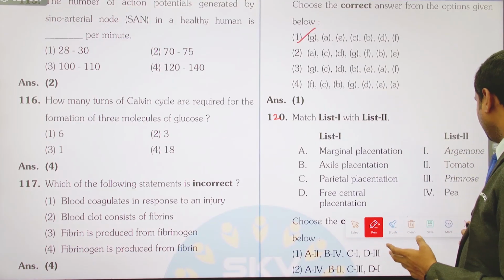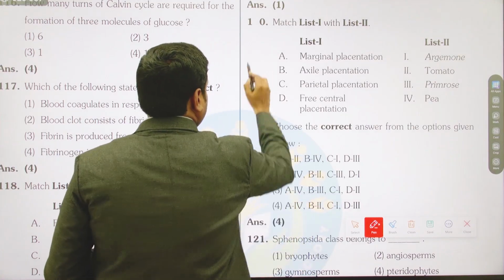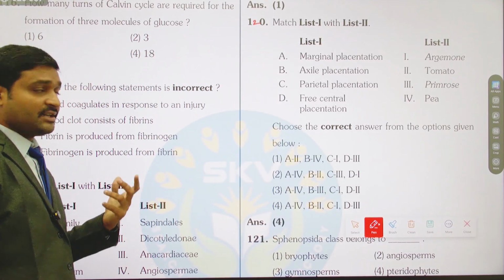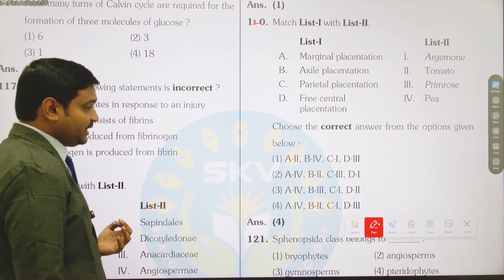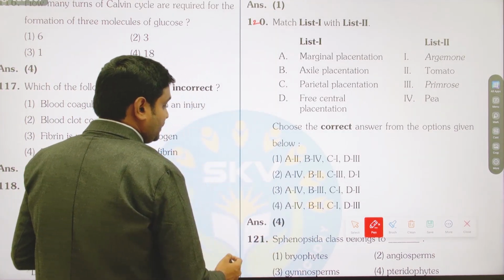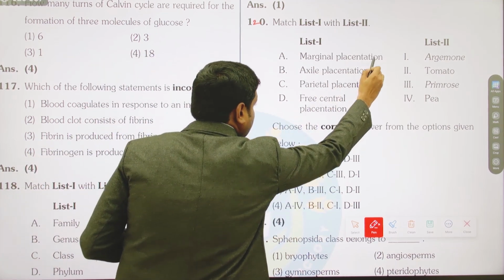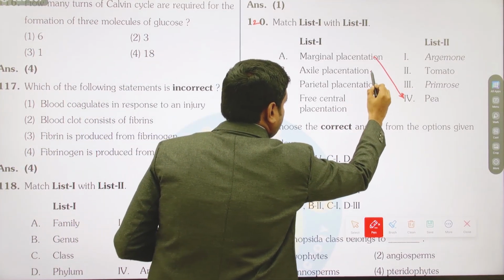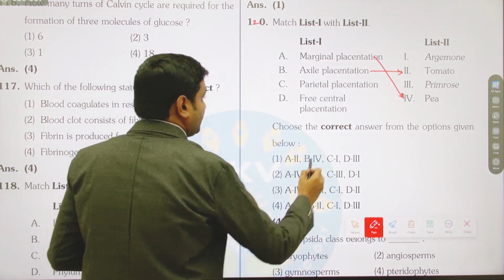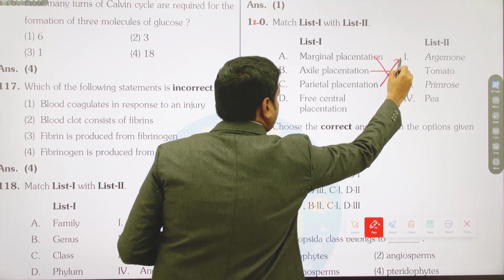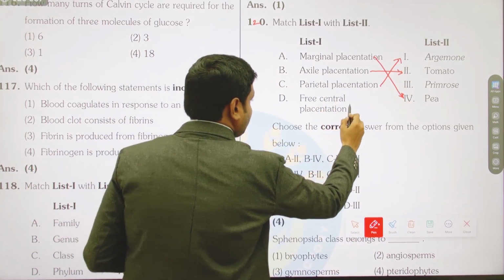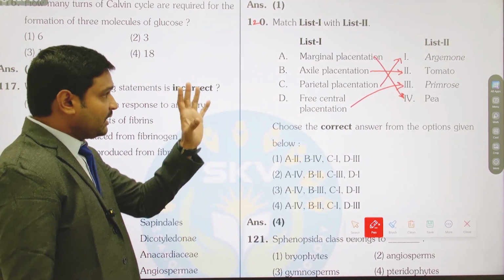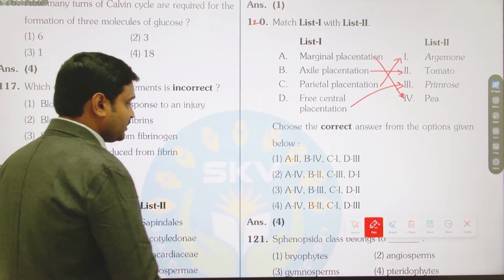Number 120. If you see question number 120, it is again a matching type question from botany, and this is from Morphology of Flowering Plants. Here marginal placentation is A4, axial placentation has tomato as the example, parietal placentation has mustard as the example, and finally free central placentation has primrose as the example. So only placentation and their respective examples. So the correct option is 4.